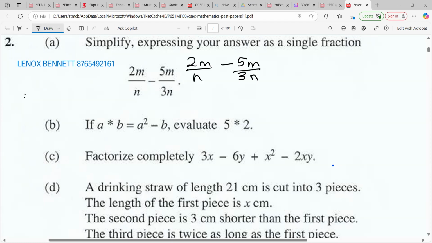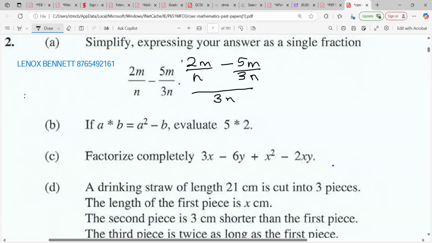All right, so we have 2m over n. The LCM would be 3n, right? That's the lowest number that both can go into without leaving a remainder. So we draw a line, and of course we have a 3n here. By the way, guys, I'm using a new device, and I'm getting used to it. So n into 3n, the n would cancel, so that would leave 3.